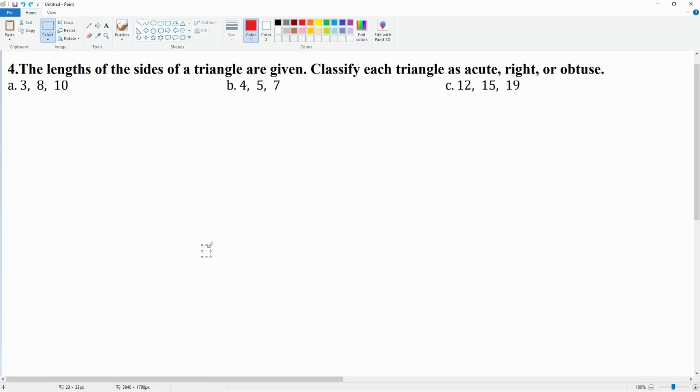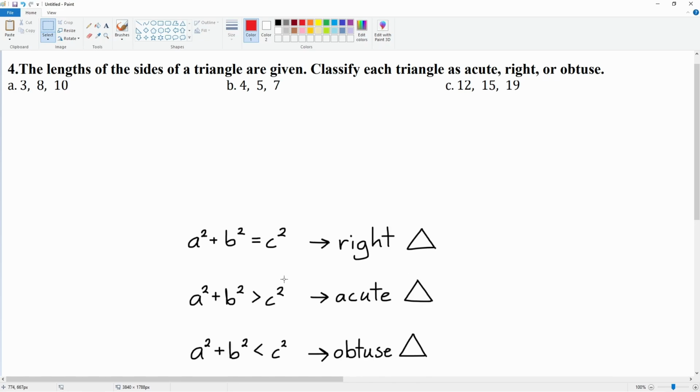Number 4, the lengths of the sides of a triangle are given. You're going to classify each triangle as acute, right, or obtuse. You need to remember the converse theorems here, right?